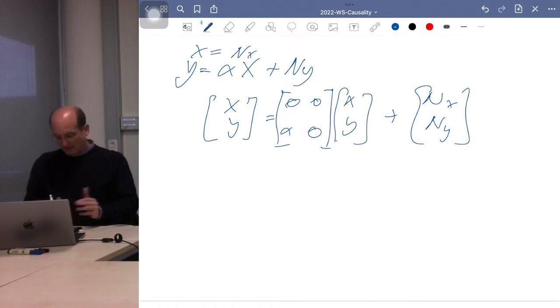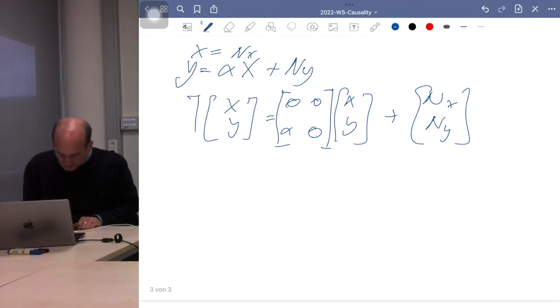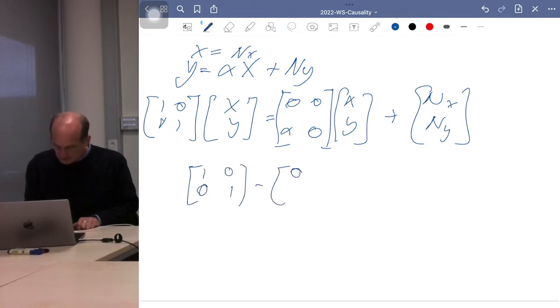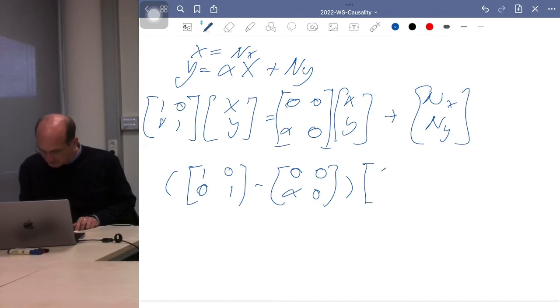Okay, now I can bring it to the other side. Another way to write this is, suppose here I'm writing the identity matrix in front. I can always do that. And then I have basically the identity matrix minus the special matrix where there's a lonely alpha in there. And the difference of those gets multiplied with the vector xy. And that is equal to my noise variables.